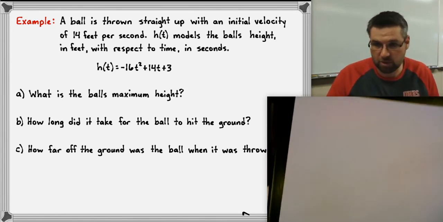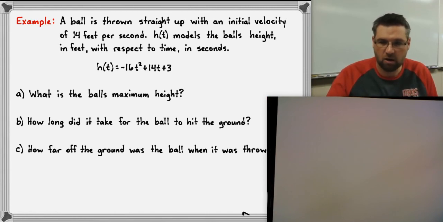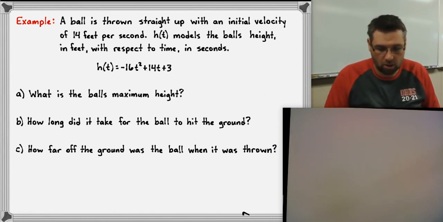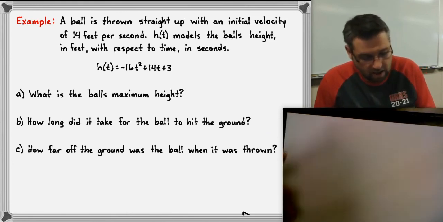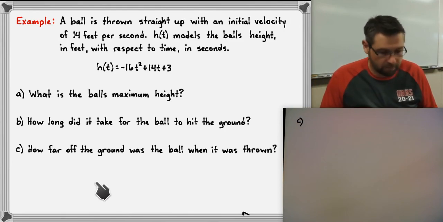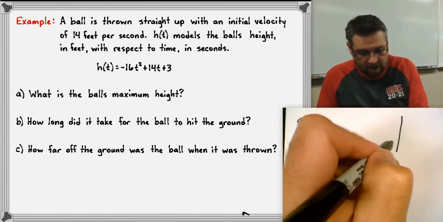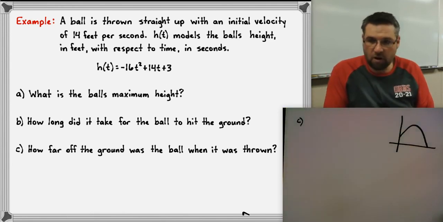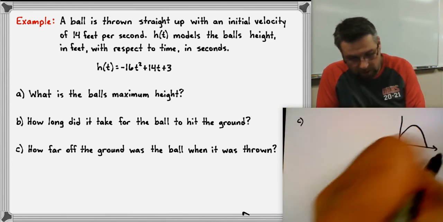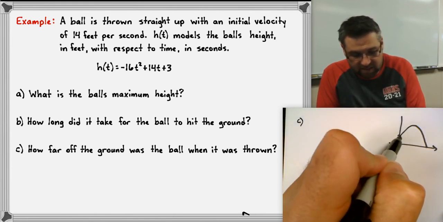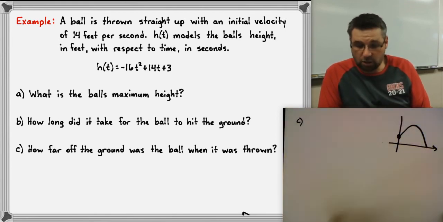C is actually a pretty easy one. C says, how far off the ground was the ball when it was thrown? How far off the ground was the ball when it was thrown? Well, looking back at the graph again, right? Just going to re-graph this a little bit. How far off the ground was the ball when it was thrown? Well, this line represents our ground, and this is when it was thrown.